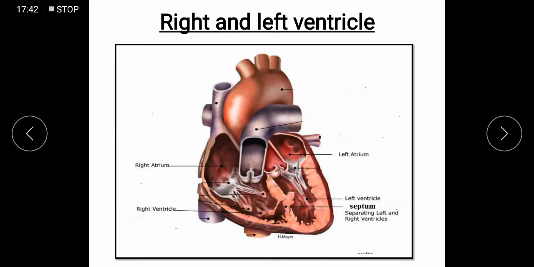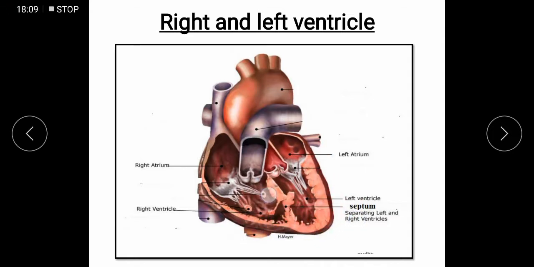Why? Because the blood that is found in the left part cannot be mixed with the blood that is found in the right part of the heart. And in the second lesson we will know why these two bloods will not be mixed together. Okay, so the septum is the part of the heart that separates the left part from the right part.